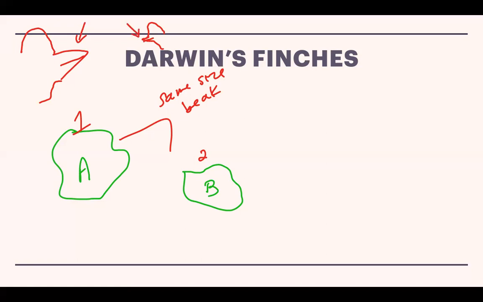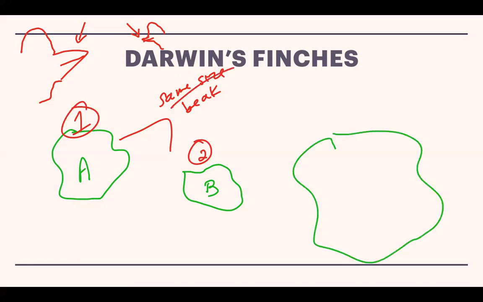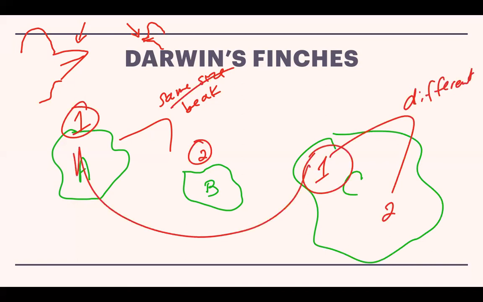So what he notices is that if species 1 and species 2 are living on different islands, they have the same size beak. But if you have island C and you have species 1 and species 2 living on the same island, they actually have different size beaks. Even though these are the same species as these in here as well, one of the two species actually changed, not overnight, of course, but evolved over time to have a totally different sized beak. That is character displacement.